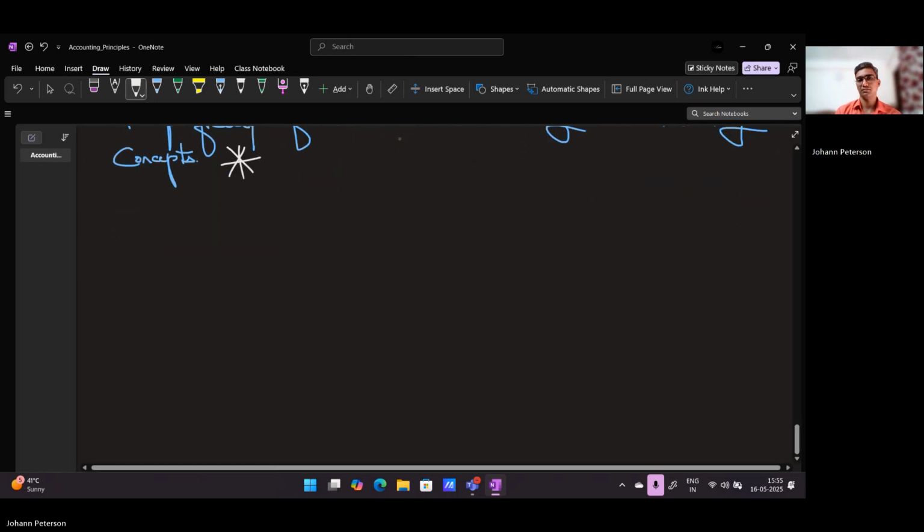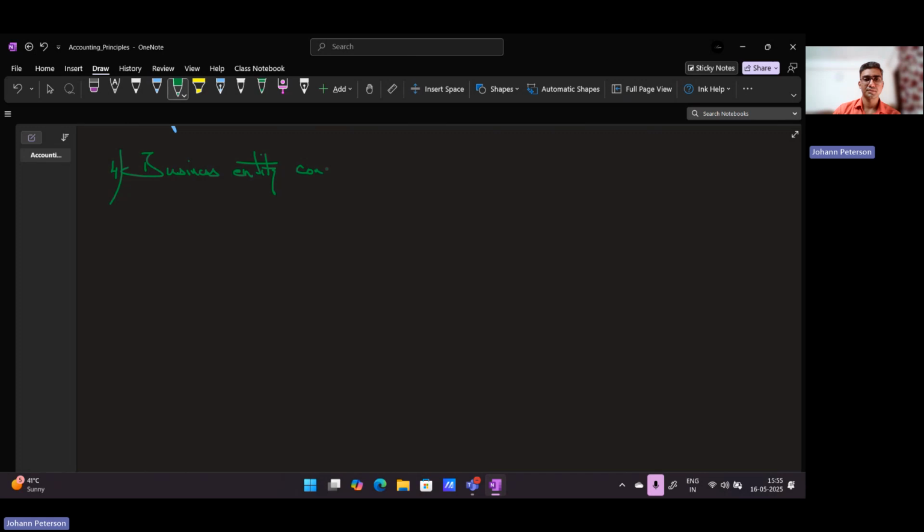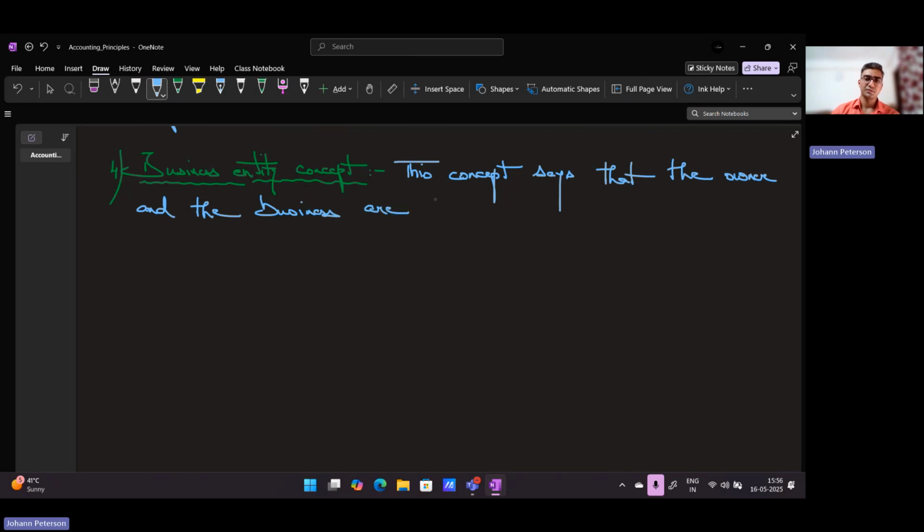Now we come on to some other concepts. The next will be business entity concept. So the fourth, business entity concept. This concept says that the owner and the business are 2 different entities. Okay, the business and the owner are 2 different entities.